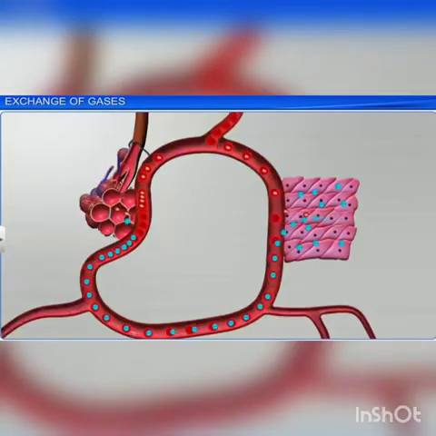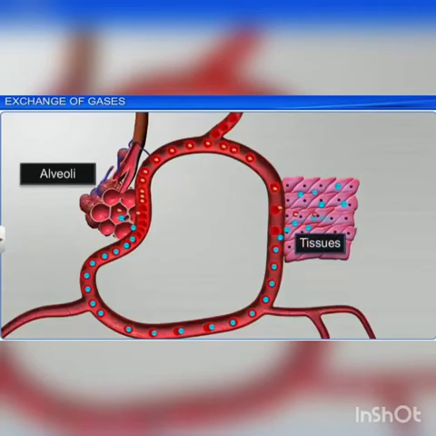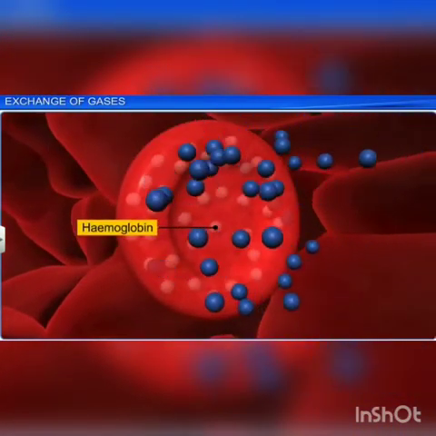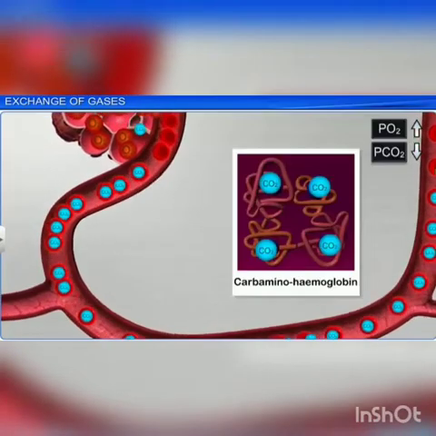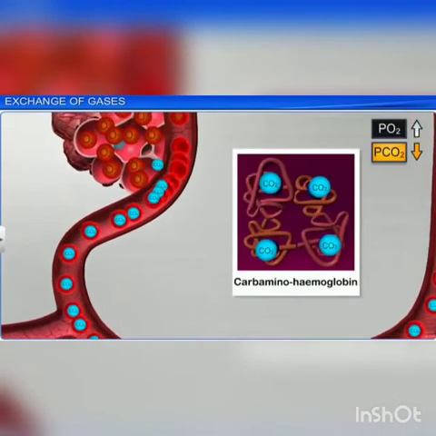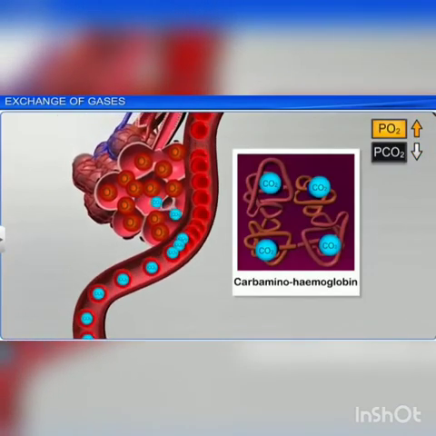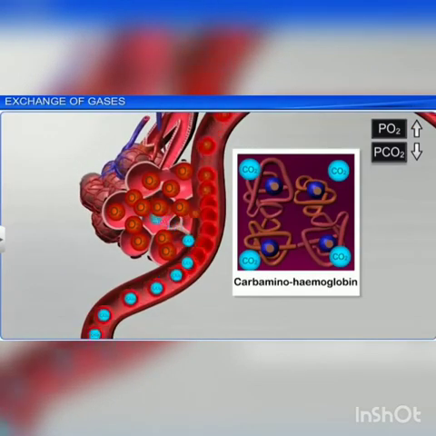Likewise, carbon dioxide can be transported dissolved in plasma, bound with hemoglobin, and as bicarbonate ions in plasma. So 70% is in the form of bicarbonate ions. This is influenced by the partial pressure of carbon dioxide and the degree of hemoglobin oxygenation.